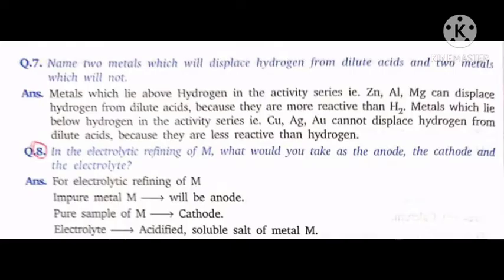Name 2 metals which will displace hydrogen from dilute acids and 2 metals which will not. Answer. Metals which lie above hydrogen in the activity series, that is zinc, aluminium, magnesium, can displace hydrogen from dilute acids because they are more reactive than hydrogen. Metals which lie below hydrogen in the activity series, that is copper, silver and gold, cannot displace hydrogen from dilute acids because they are less reactive than hydrogen.